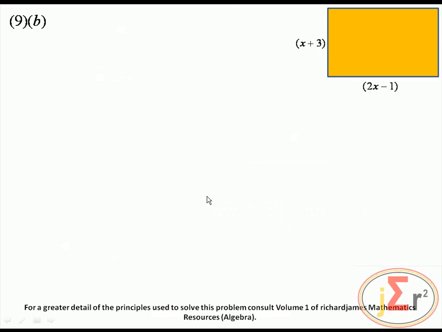The length of the rectangle is 2x minus 1 centimeters, and the width is x plus 3 centimeters. So, write an expression in the form ax squared plus bx plus c for the area of the rectangle. That means we are going to write it in the form of a trinomial in x. That we will do by finding the area, and of course the area is equal to the product of the length and the width. So area is equal to length by width.